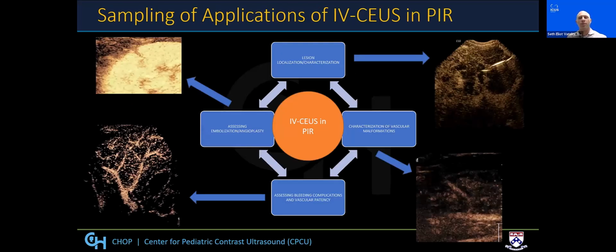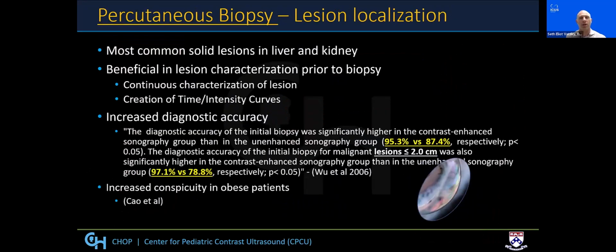So I've highlighted some of the indications that are commonly used in pediatric IR and will provide examples through the remainder of this presentation. So percutaneous biopsy is our most common indication for ultrasound contrast in the pediatric IR department. It can assist with assessment of the solid lesion in the liver and kidney. The agent allows continuous characterization of lesions and creation of time intensity curves for lesion assessment and has been shown to increase diagnostic accuracy in the adult population, especially in lesions that are less than 2 centimeters in size and obese patients.